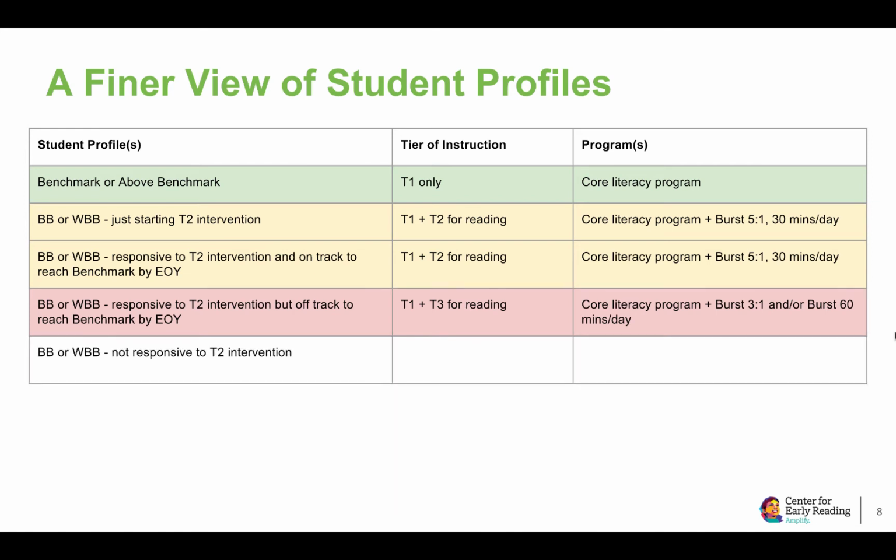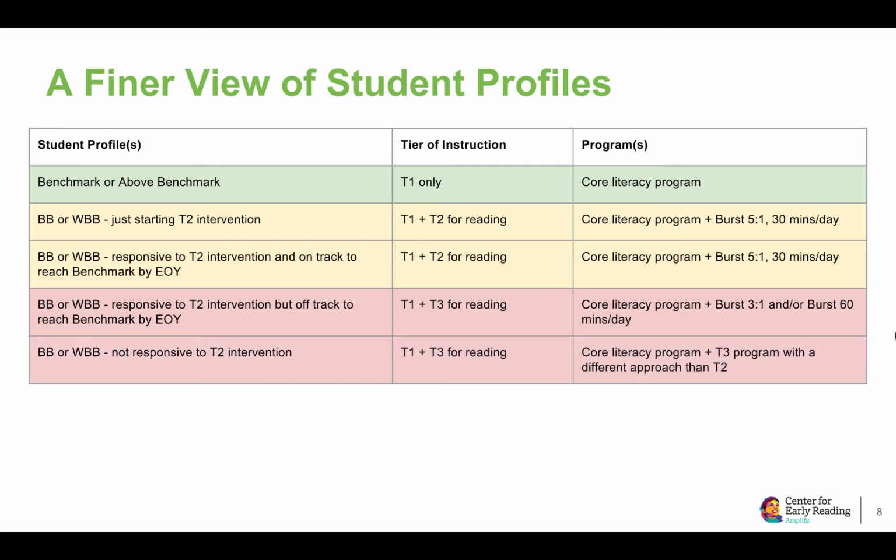For students who were below or well below benchmark and not responsive to the Tier 2 intervention given, if they're not showing any progress in Tier 2 intervention, something is not working for the student, so we need to adjust things and place him or her in Tier 3 intervention. This would likely be a different Tier 3 program with a different approach, modality, or pedagogy from the one used in Tier 2.